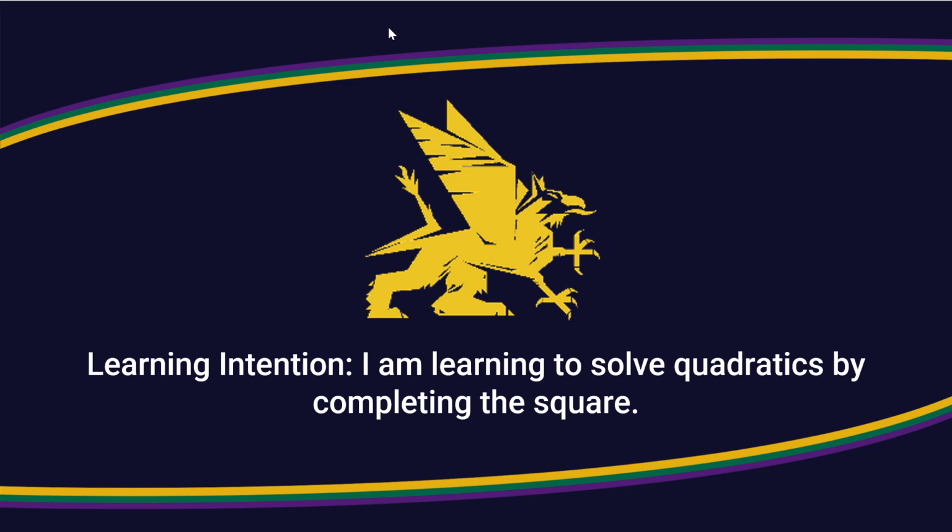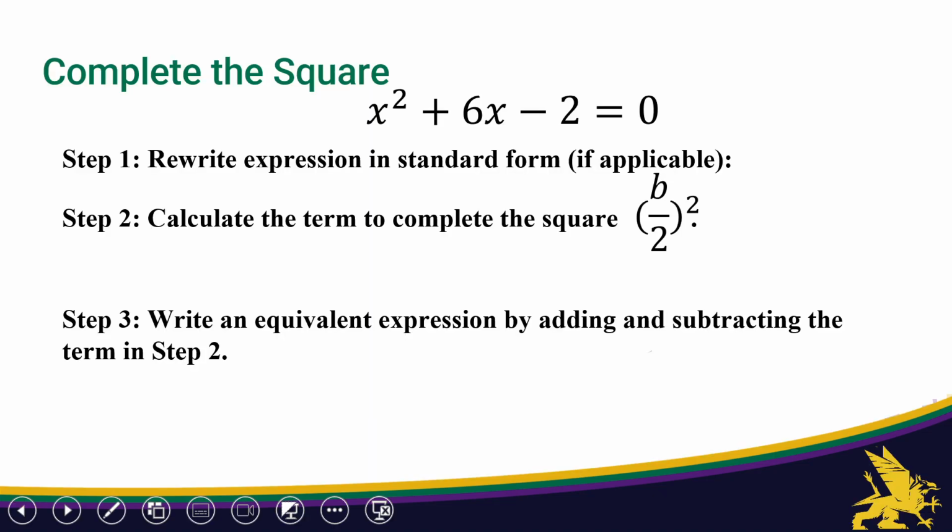Working through 3E. 3E is focusing on understanding complete the square. So with complete the square, we need to be making an equivalent relationship that helps us use the perfect square rule. So the first thing I'm going to get us to do is with x squared plus 6x minus 2, we need to think, is that in the standard form? It is. So we can skip over step one.